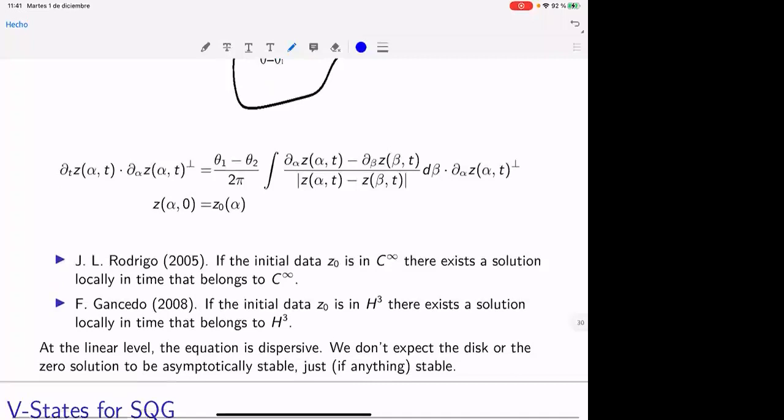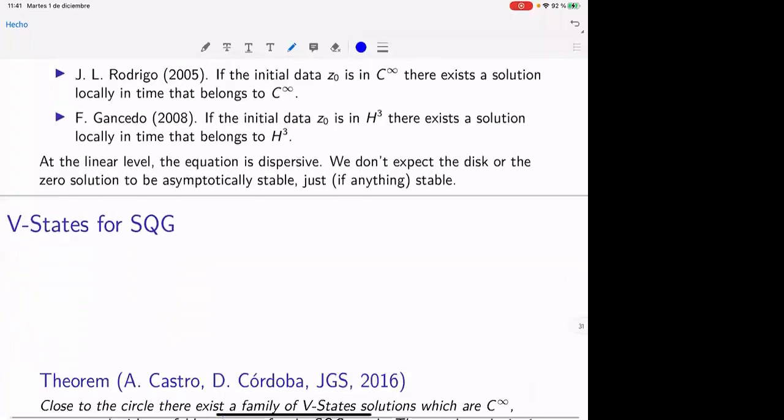Okay, so when we started working on this problem, we knew about the V-states for Euler, and we were wondering, well, are there V-states for SQG?